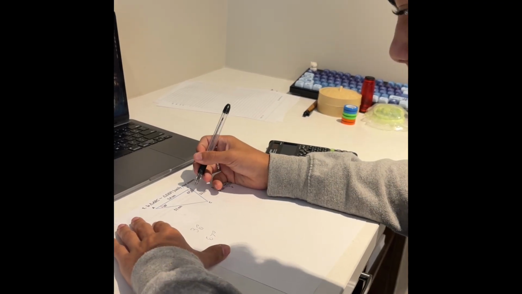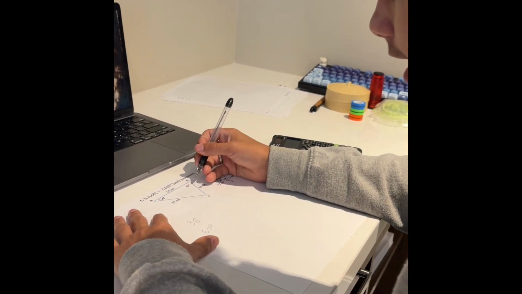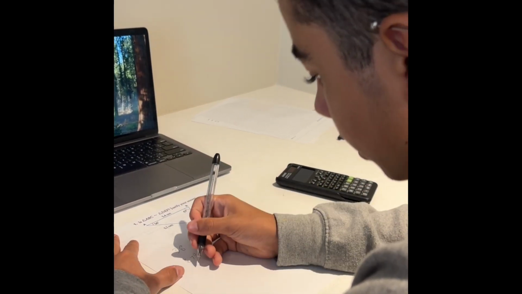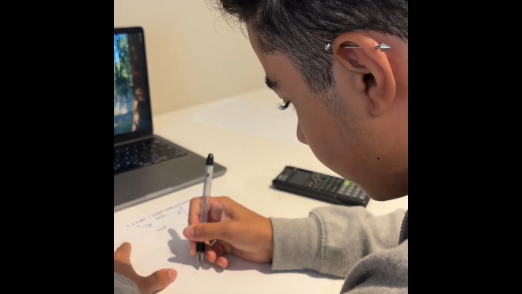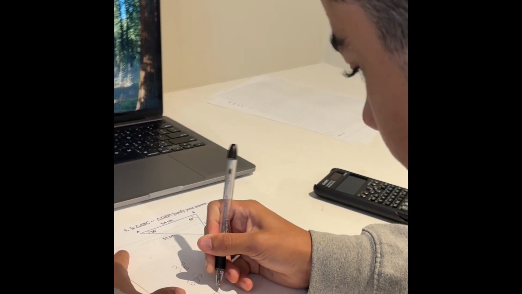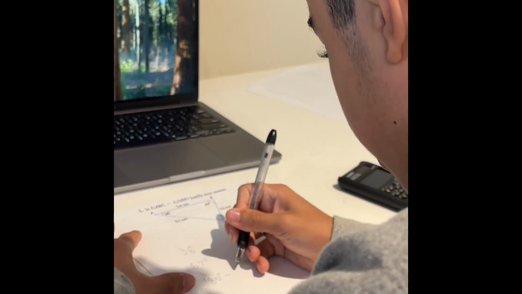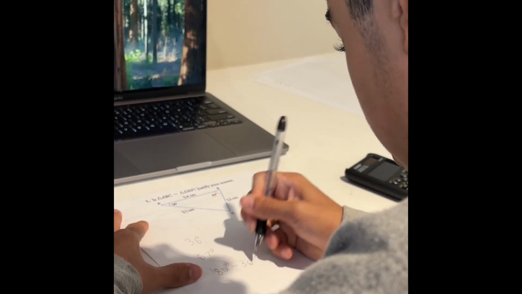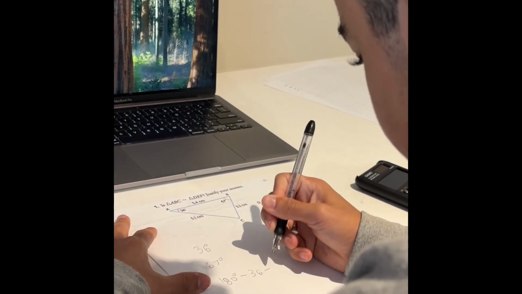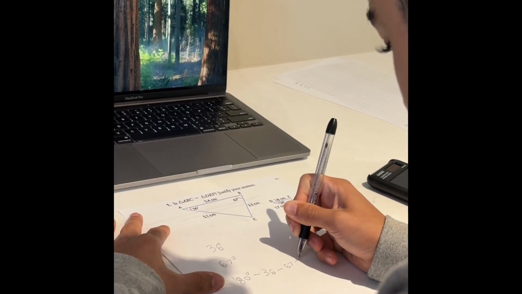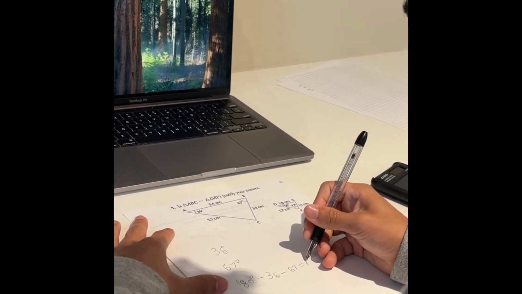And how we're going to figure this out is, what does a triangle equal? A triangle equals 180 degrees. So we're going to take 180 minus 36 and minus again 67, which equals 77.